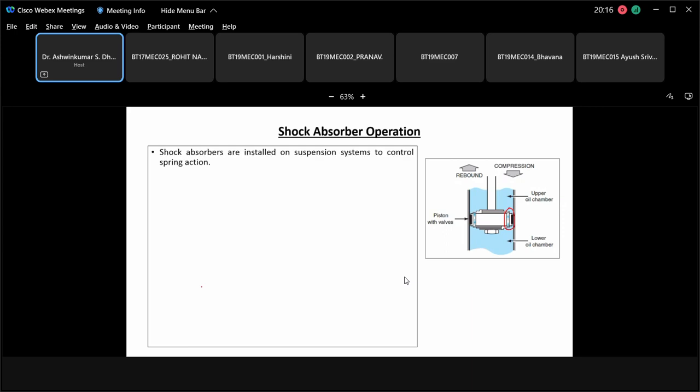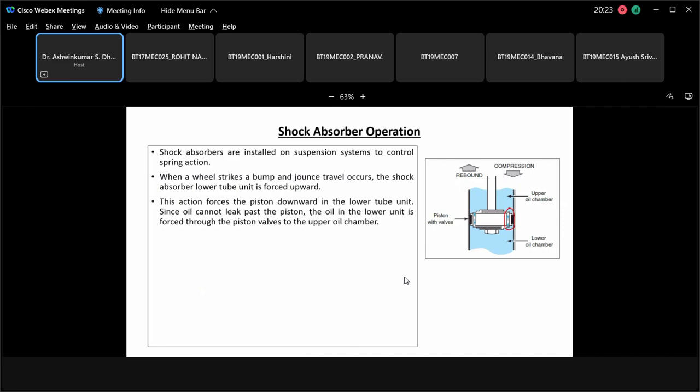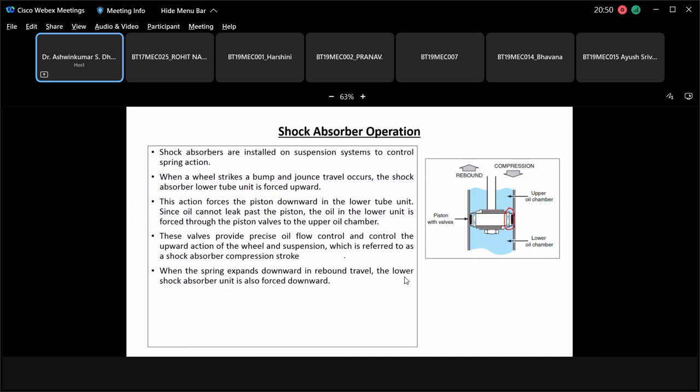The shock absorbers are installed on the suspension system to control spring action. When the wheel strikes a bump or jumps, this action forces the piston downward in the lower tube. Since oil cannot leak past the piston, the oil in the lower unit is forced through the piston valves to the upper oil chamber. So these are the piston valves, which will allow the flow of the oil through it in both directions. These valves provide precise oil flow control and control the upward action of the wheel and suspension, which is referred to as shock absorber compression stroke.